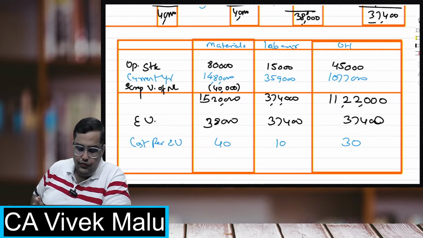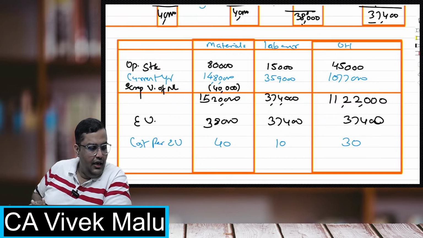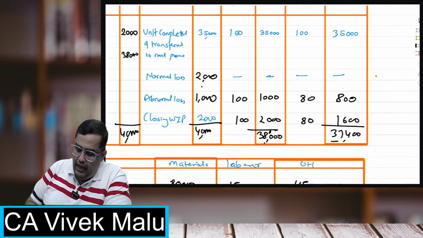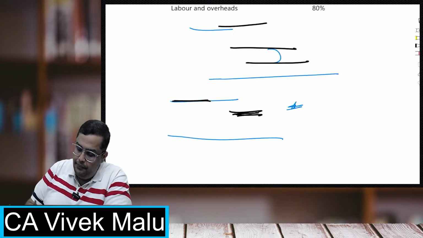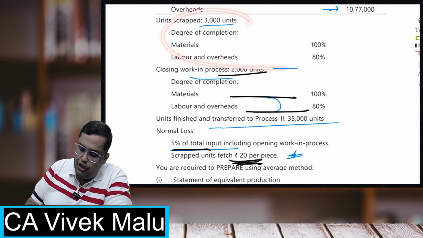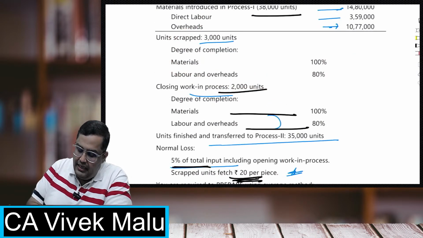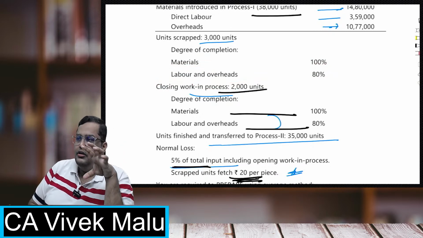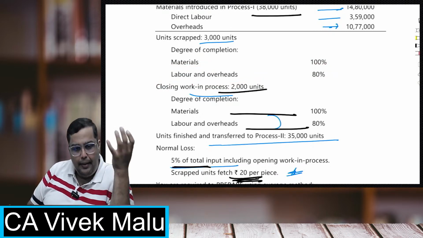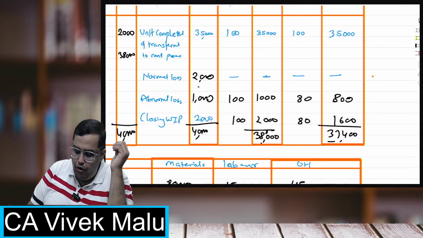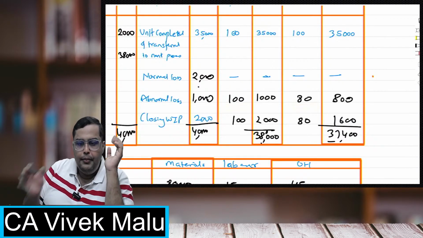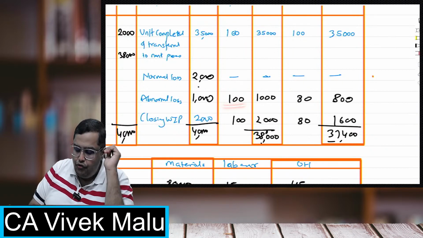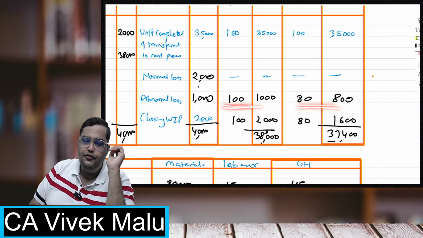Now, there was one query which was, sir, please explain abnormal loss equivalent units calculation. Okay, I'll explain that. See, they have given whatever the units there were scrapped. In terms of material, they were 100% complete. In terms of labor and overhead, 80% complete. So this is a strange question, because almost in every question, if there is an abnormal loss, you always treat as 100%. But this question was very specific. You have to take 100% for materials and only 80% for labor and overheads.